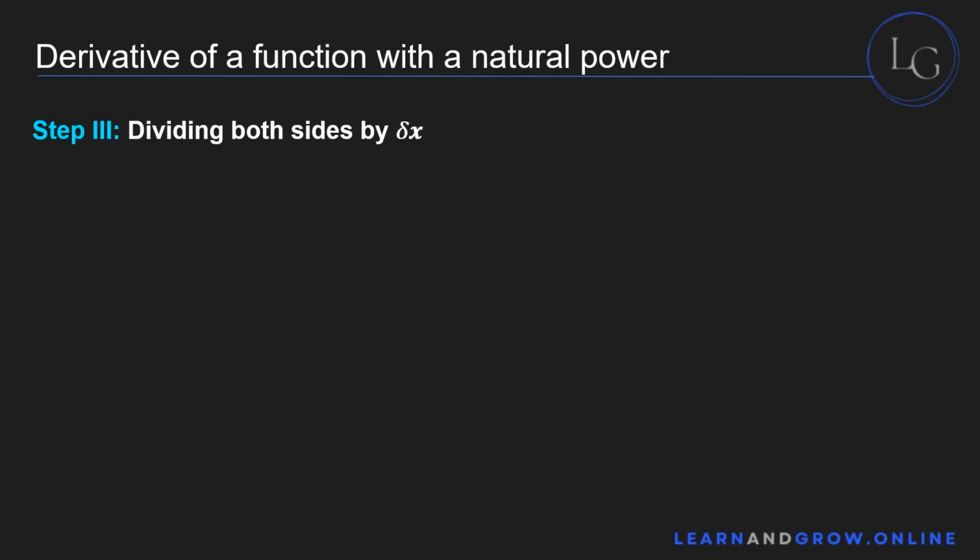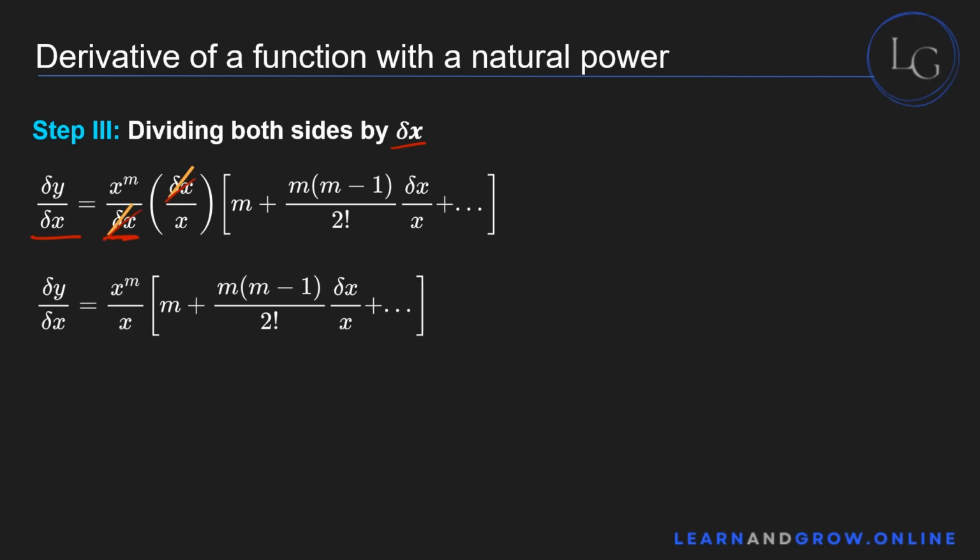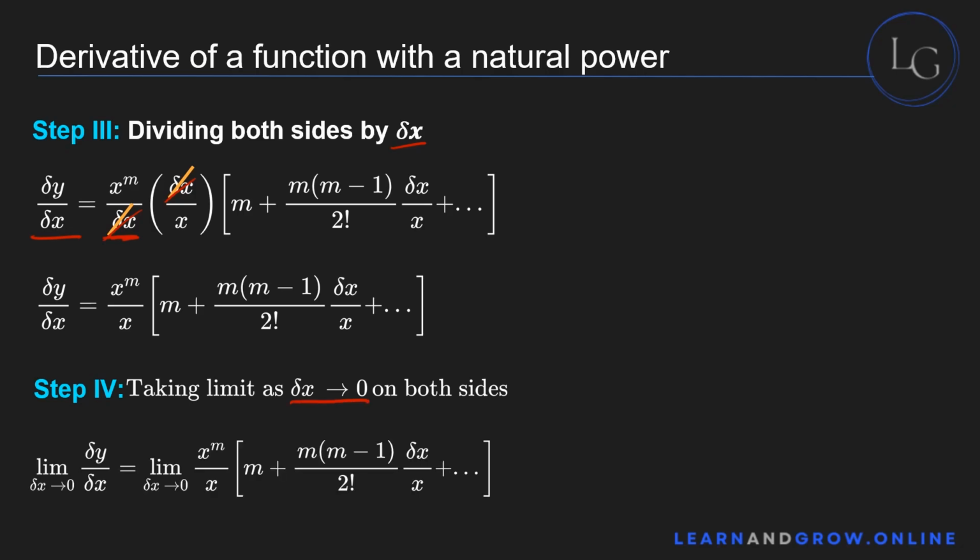So now we move to step 3, which was to divide both sides by delta x. So the left hand side becomes delta y over delta x, and over here this is the delta x being multiplied. This delta x and this delta x will cancel out. So you're left with this, and we'll go to step 4, which was to take the limit as delta x approaches 0 on both sides.